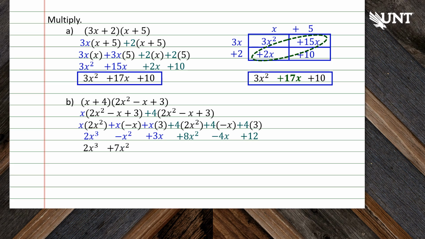7x squared. Now we move to our x terms, and notice we have 3x minus 4x, which simplifies to negative 1x or negative x. And then finally we have our constant, which is plus 12. So our final answer is 2x cubed plus 7x squared minus x plus 12.